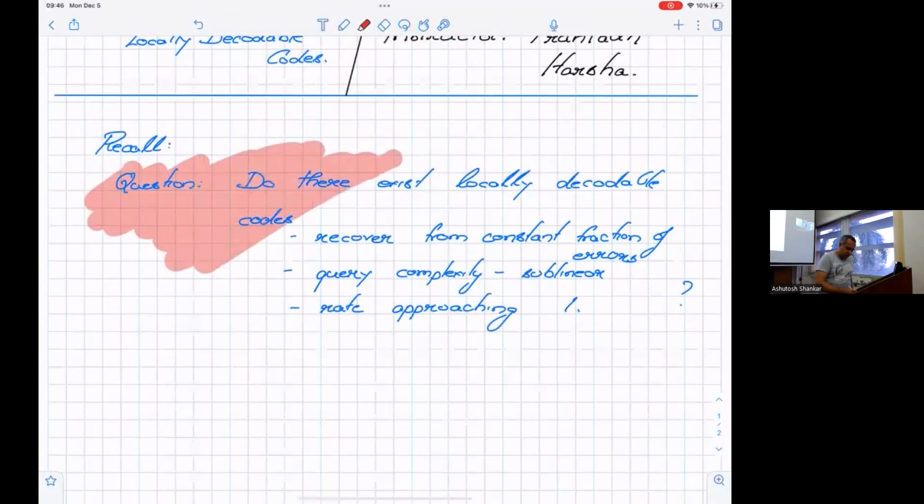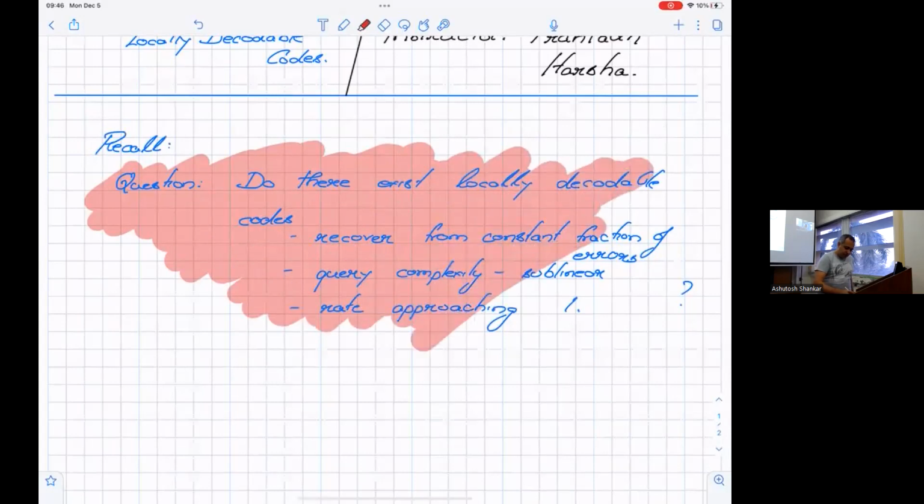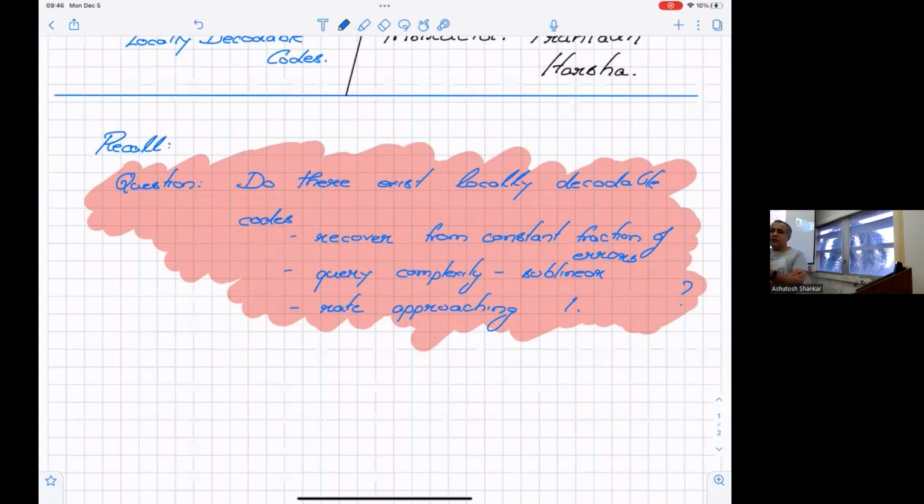What we will show by the end of today's lecture is that the multivariate version of multiplicity codes will answer this question. We will get codes with rates arbitrarily close to one. You tell me 1 minus epsilon, and I can give you rates as close to one as possible. Query complexity will be sublinear like Reed-Muller codes, and you also recover from a constant fraction of errors. In particular, this means the distance of the code is also constant.